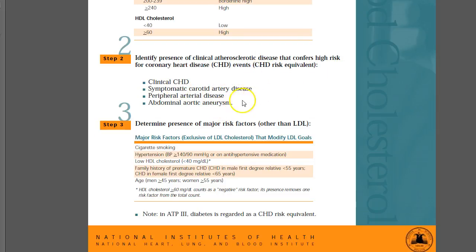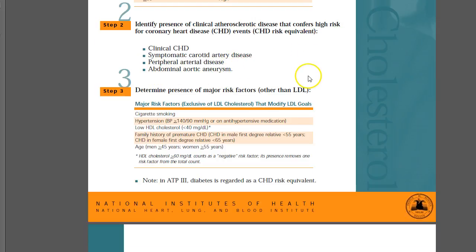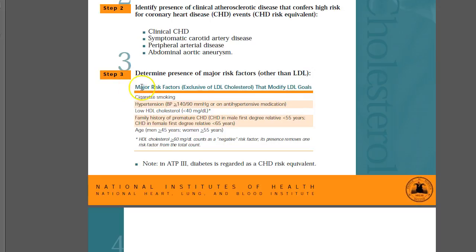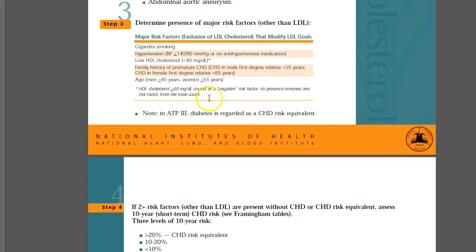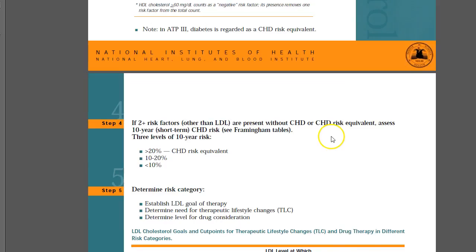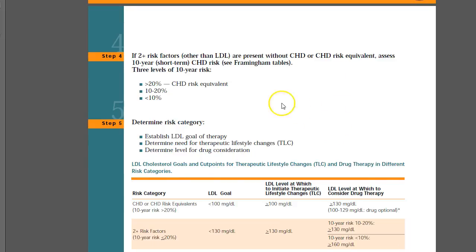Symptomatic carotid artery disease, PAD, or someone who is rocking an AAA. Then you look at risk factors. Again, you guys can read those. A lot of it has to do with hypertension, HDL, if they're a smoker or non-smoker, age. There's a calculator you can plug all this into, by the way, which I'll talk about later. So you start calculating out these risk factors.